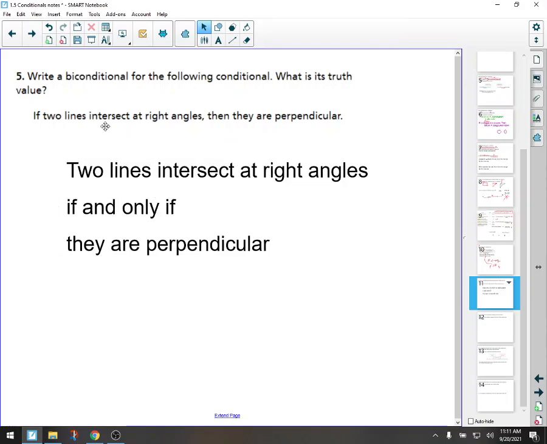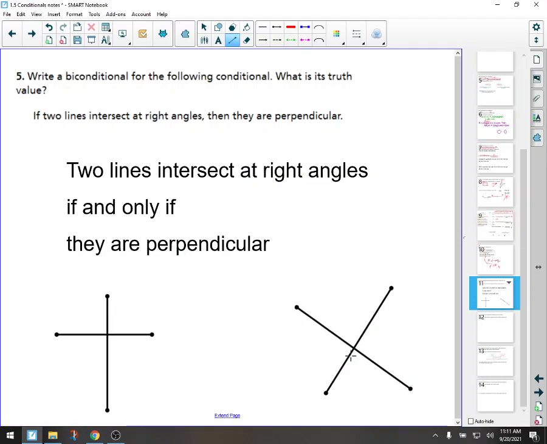So the way that this works is you read it one way, then you read it back the other way. And if it's true both ways, then it's true. So we could say if two lines intersect at right angles, then they are perpendicular. Well, that way is true. Let's start the other way. If two lines are perpendicular, then they intersect at right angles. Well, the definition of perpendicular is that they intersect at right angles. So if I draw two perpendicular lines, they have to intersect at right angles. So this is true in both directions, making this whole thing true.